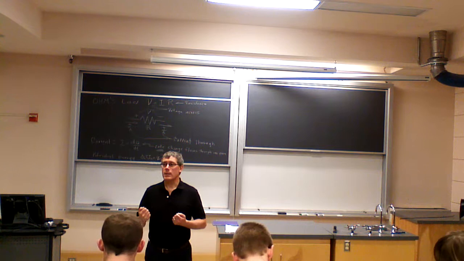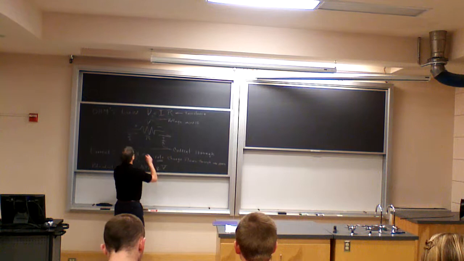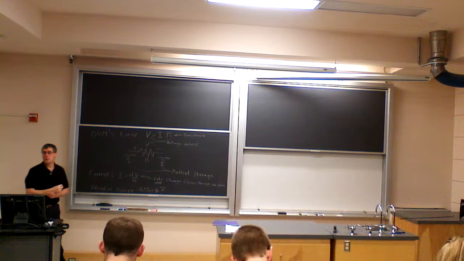Circuit people analyzing circuits get very lazy. We'll say the voltage across the resistor. A lot of times physicists will emphasize this by putting a delta here. But circuit people will almost always leave that off. It's implied that that voltage is measured across the element.